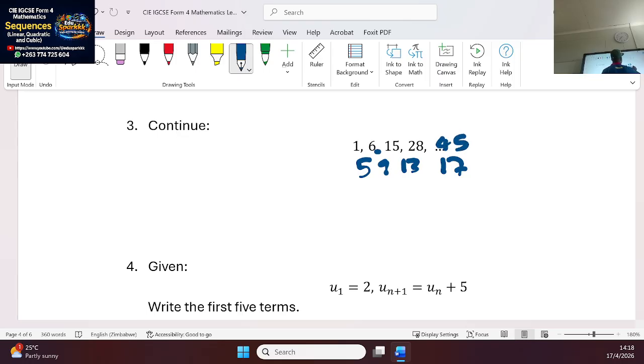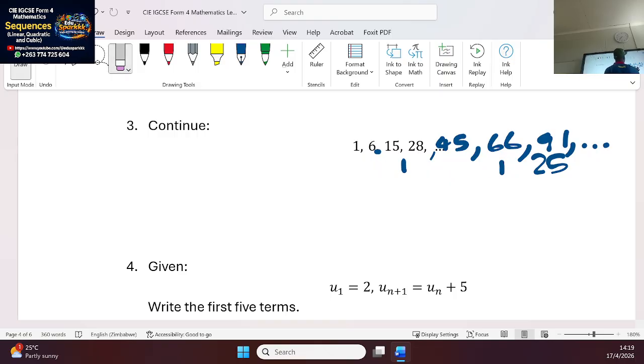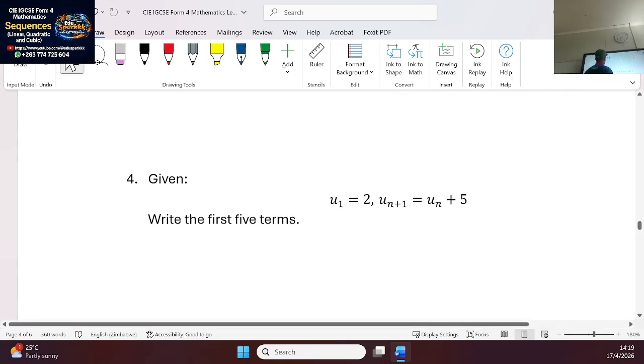And to that, I'll add 21 because we are adding that difference. So when I add here, I'll get 66 as the next value. And here I'll be adding a difference of 25, which will give me 91 like that. So my pattern will continue in that particular behavior. That's the continuation that I'll get from that pattern.